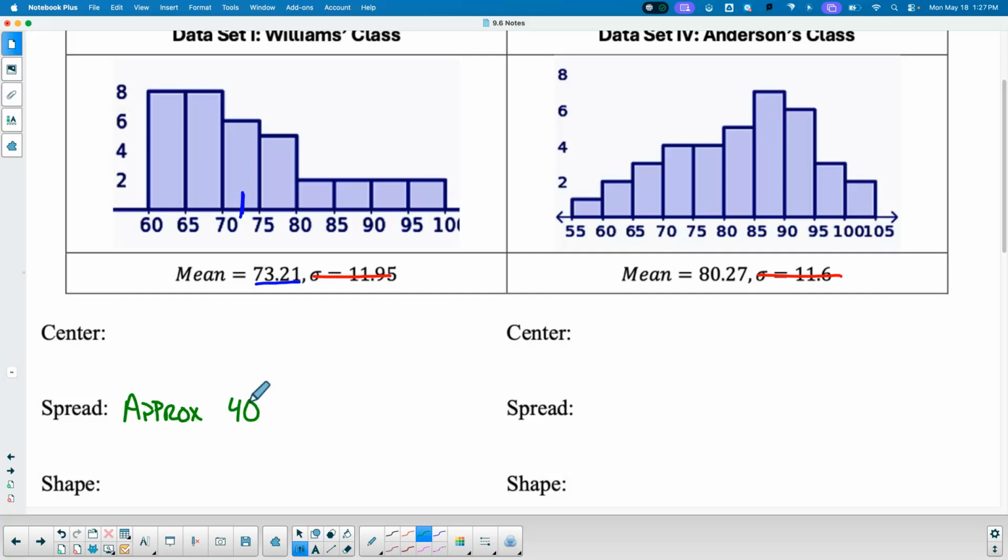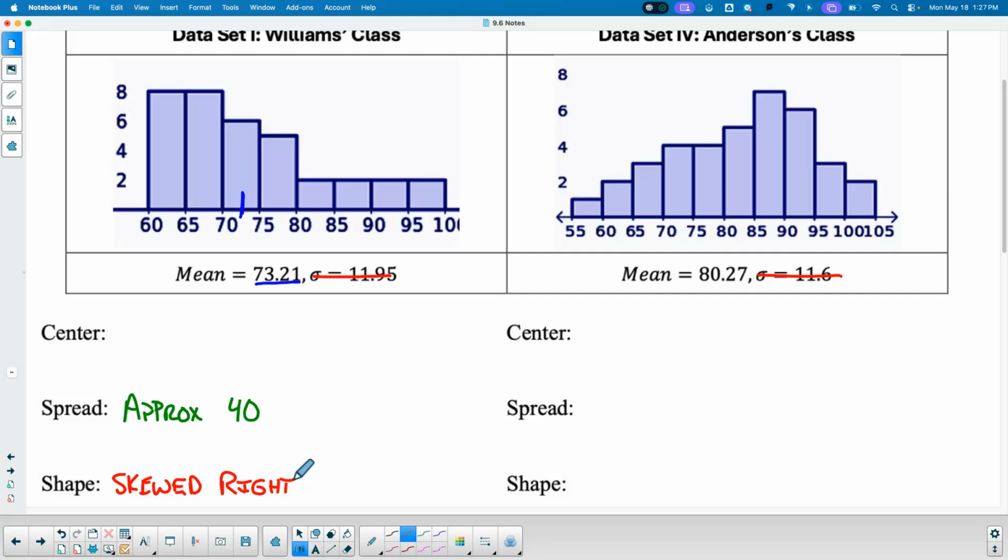What shape would you put this one at? Skewed right? So since it's skewed right, that means that the majority of our data points are lower, correct? Lower, because they're on the left side. Okay? Let's jump over to Anderson's class.